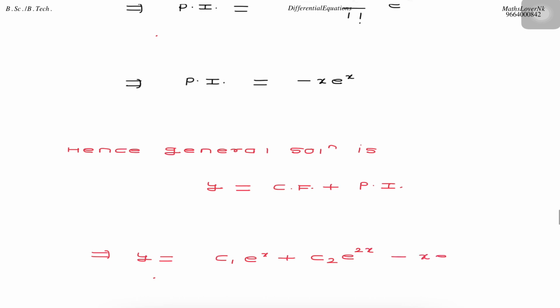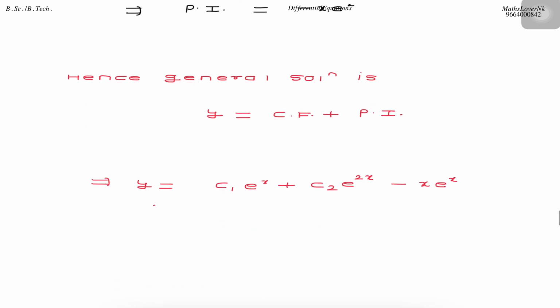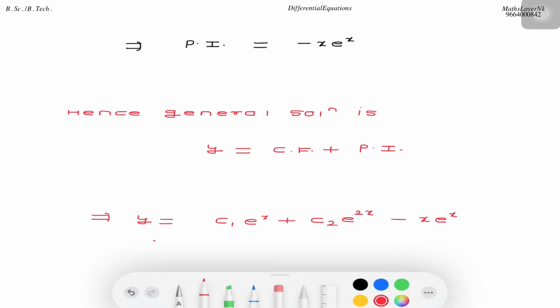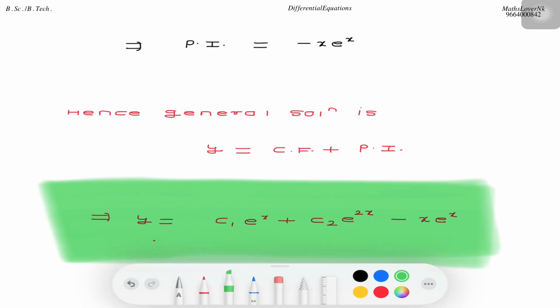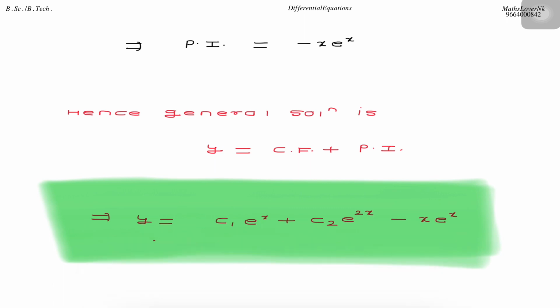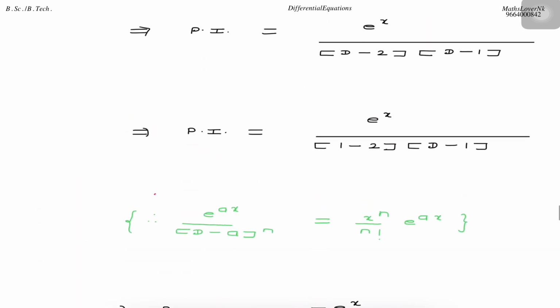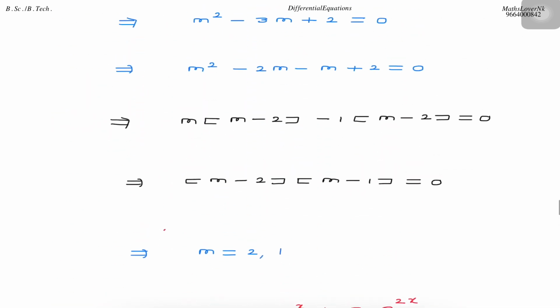It's our final solution. I think you understand how we can solve the given question using operator identities. Hence the general solution is CF plus PI. We can solve the given question by using operator identities and finding the auxiliary roots.